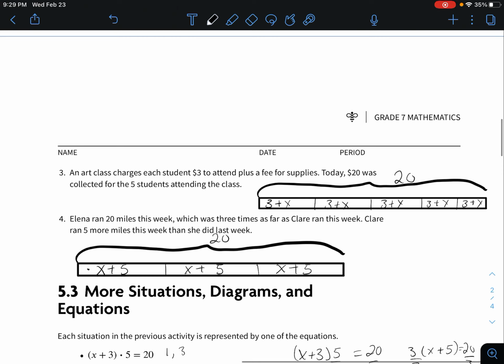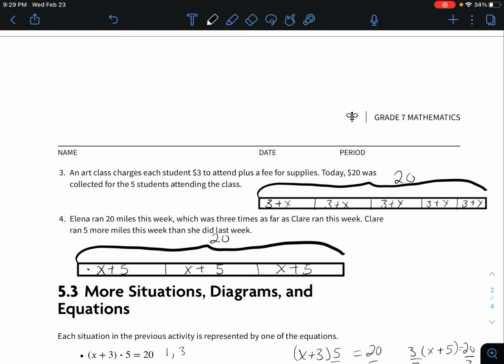Okay, last one. Elena ran 20 miles this week, which was 3 times as far as Claire ran this week. Claire ran 5 more miles this week than she did last week. So here the X is going to represent, where is it? Claire ran 5 more miles this week than she did last week. So what she ran last week is what X represents.